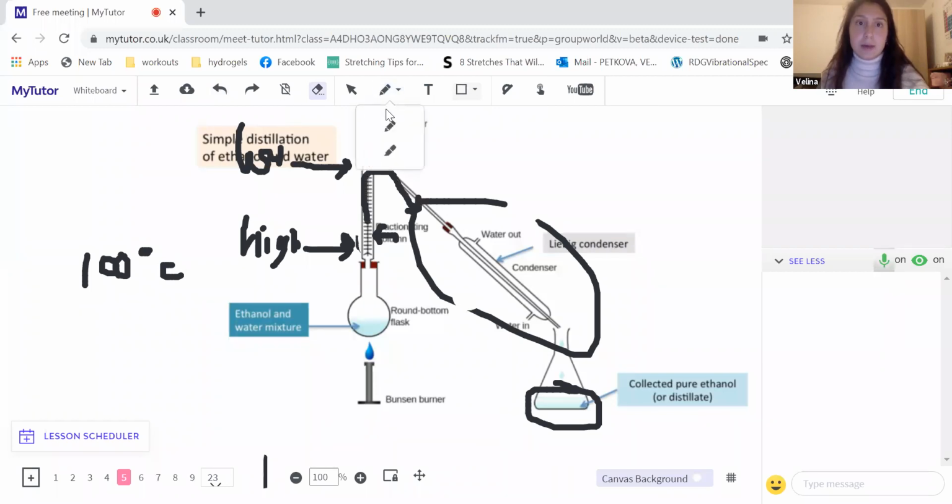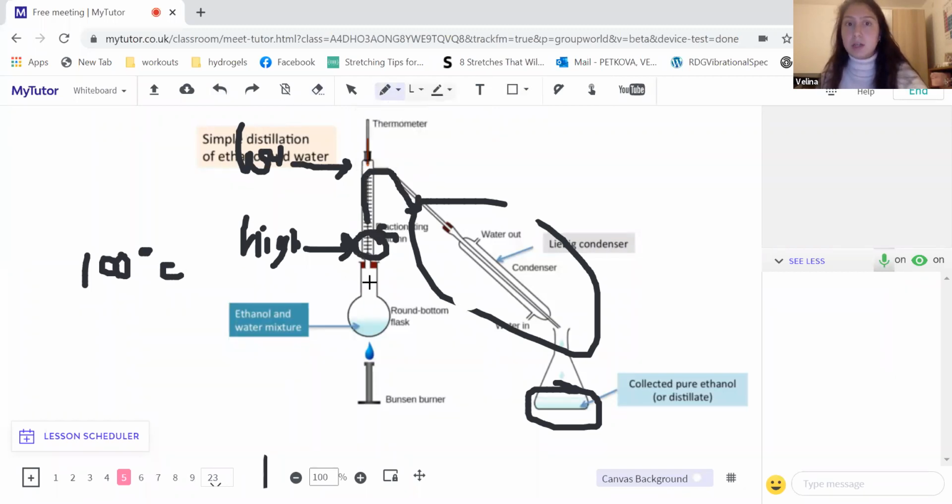The key thing to remember is that at the bottom of the column it is much warmer than at the top, and at the bottom the substances with the high boiling points condense, and the low boiling point substance is carried through.